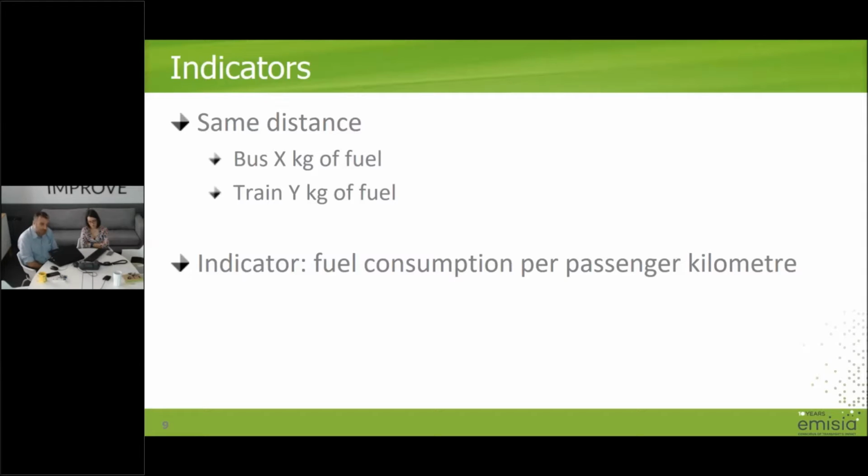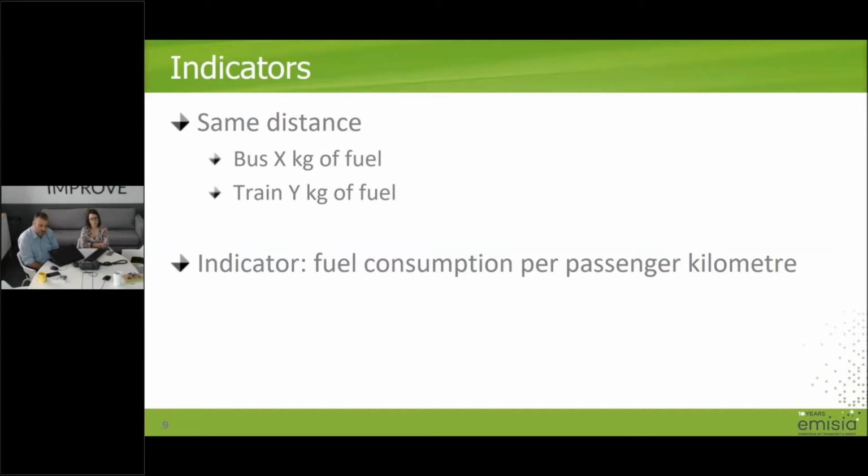Because if you compare a bus with a train that will do the same distance, of course, the train will consume much more fuel, but you need to consider how many people are traveling with the bus and how many people are traveling with the train. So what you actually need is to see if it is more efficient in terms of transport activity to travel with a bus or with a train.